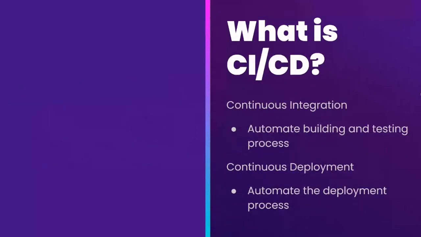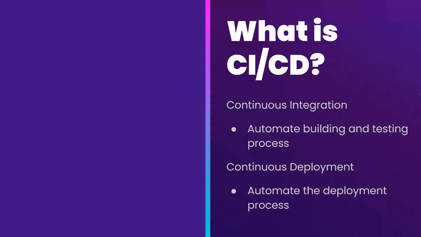So what is CI/CD? CI in specific stands for continuous integration, and this involves automating the building and testing process. And after that comes CD, which stands for continuous deployment or continuous delivery. And this essentially involves automating the deployment process of the software to your deployment server.